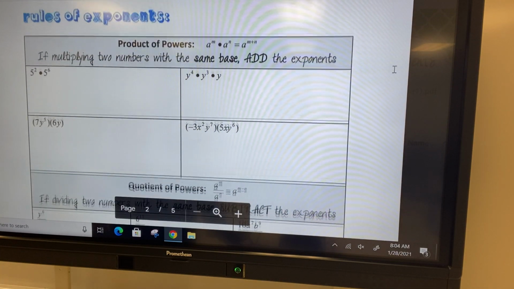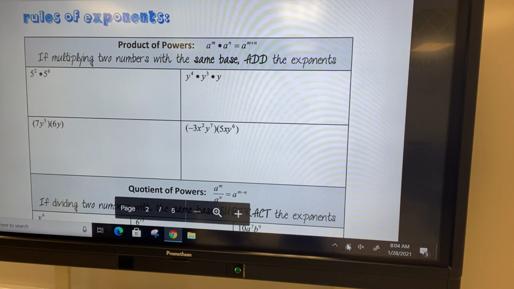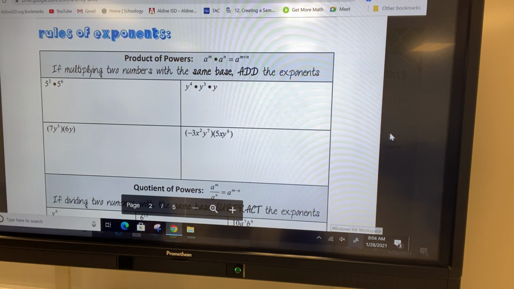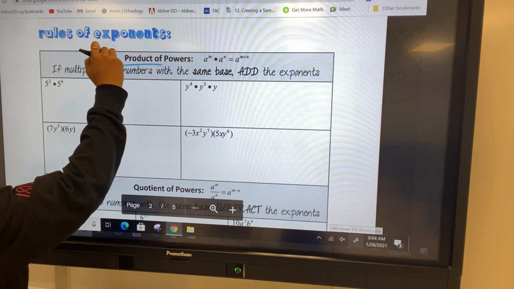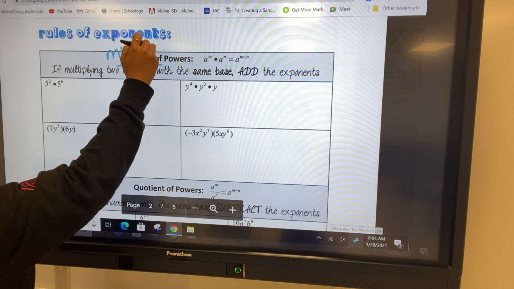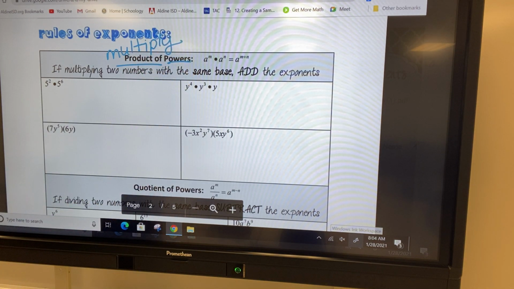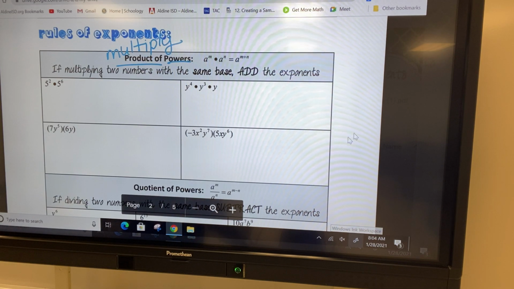First one we're going to look at is the product of powers rule. Right, a little bit of vocabulary there. When we see the word product, product means to multiply. So we're trying to figure out what do we do when we multiply powers. So this rule here says that if you have a base to a power times another base, the same base, right, and that's important, it has to be the same base, then you're going to add the exponents. So we're going to take a look at what that looks like.